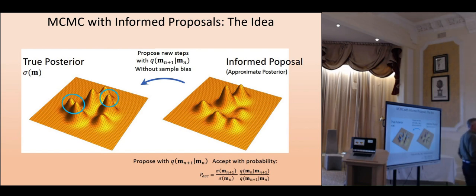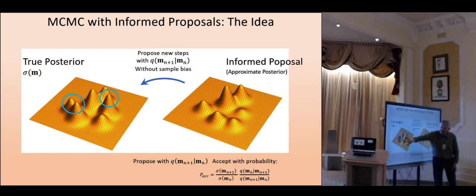Now the idea is very simple. I think you have already guessed it because you are clever here. If I can propose in my Monte Carlo, I can propose jumps or propose models according to the approximation, and then accept them according to the posterior. Then I would be able to more quickly jump from one peak to the other.